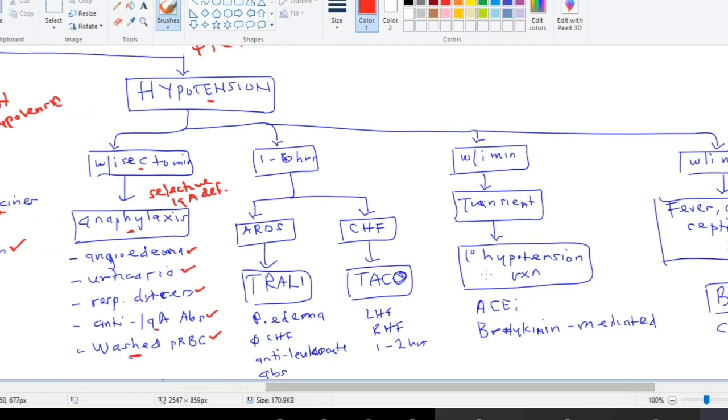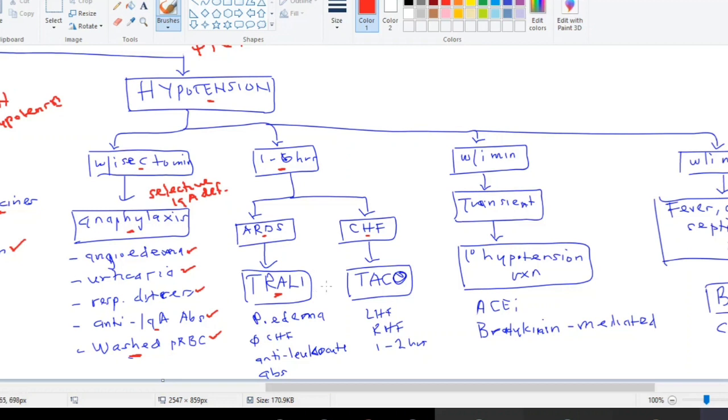So that's how we prevent this from happening in patients with selective IgA deficiency, right. A patient has hypotension, and this occurs within 1 to 6 hours of transfusion. It could be due to ARDS, it could be due to CHF, right? ARDS, CHF can also cause this. So if the cause of hypotension shortly after transfusion is ARDS, acute respiratory distress syndrome, that's going to be transfusion-associated lung injury. It's called TRALI.